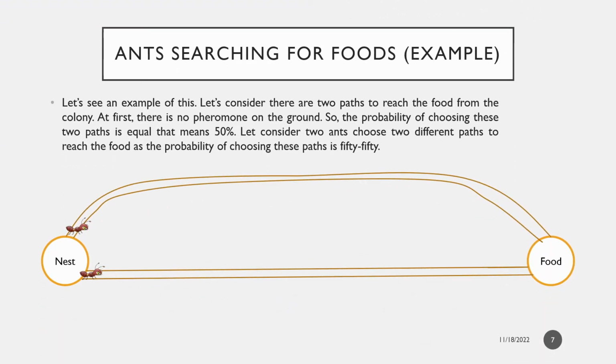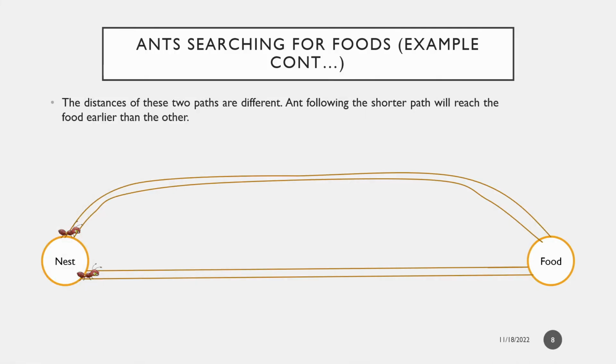Let's see an example. Ants searching for foods. Let's consider there are two paths to reach the food from the colony. At first, there is no pheromone on the ground, so the probability of choosing these two paths is equal. That means 50%. Let's consider two different paths to reach the food, and the probability of choosing each path is 50-50. The distance of these two paths are different, and following the shorter path will reach the food earlier than the other.